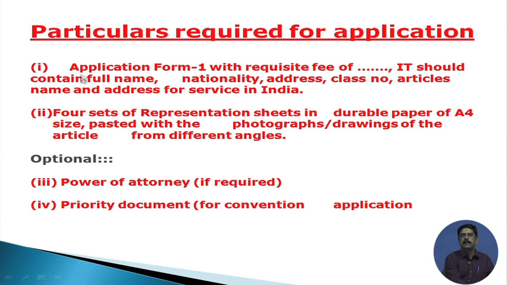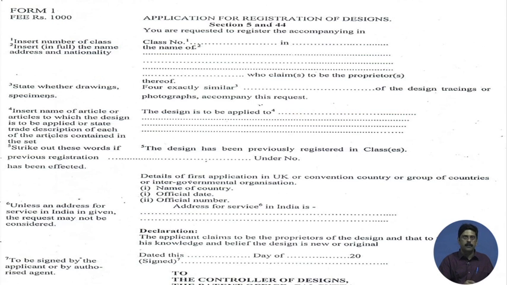This is essential. An optional thing: if you are filing through a power of attorney, you have to give a general power of attorney or power of attorney. Then a priority document, if you are filing through the conventional route, is also required. And I will show what Form 1 is.